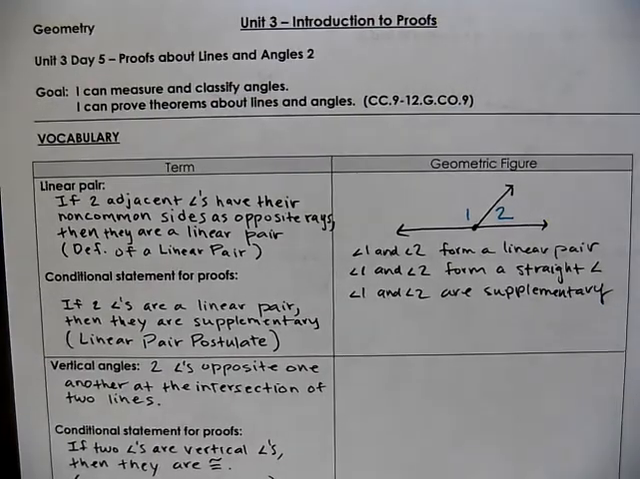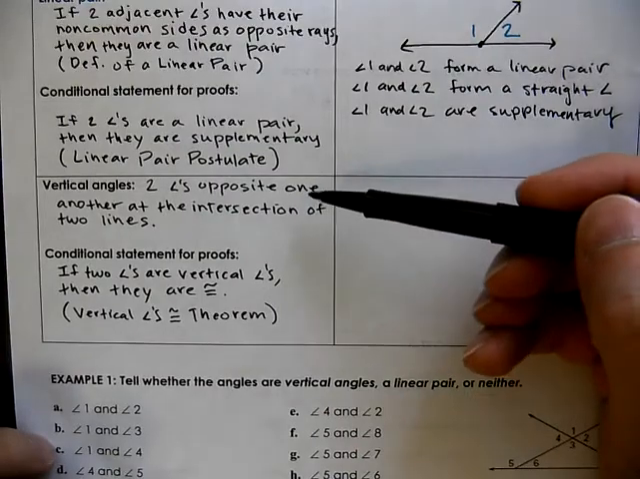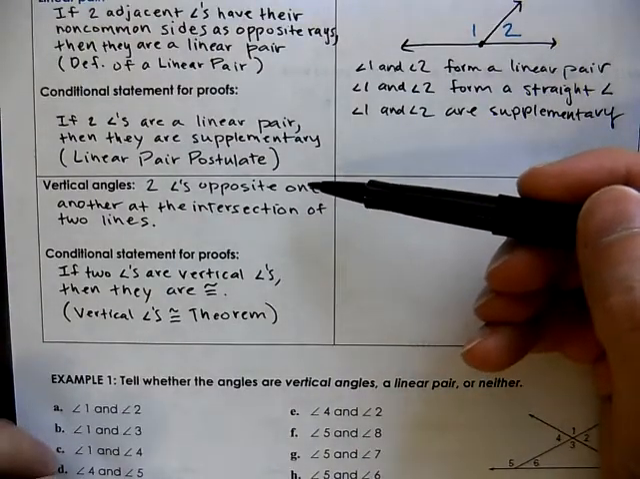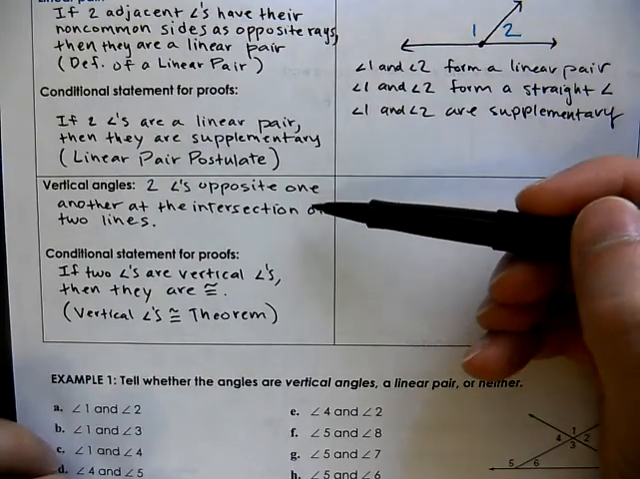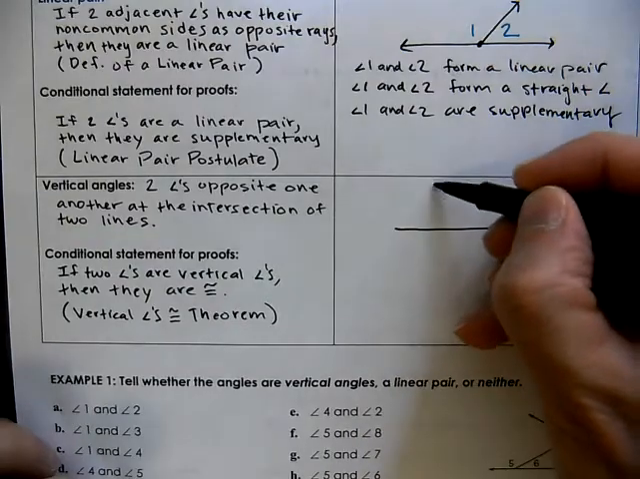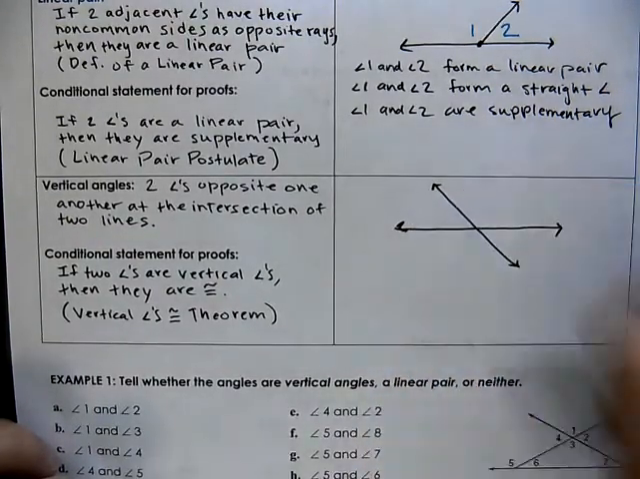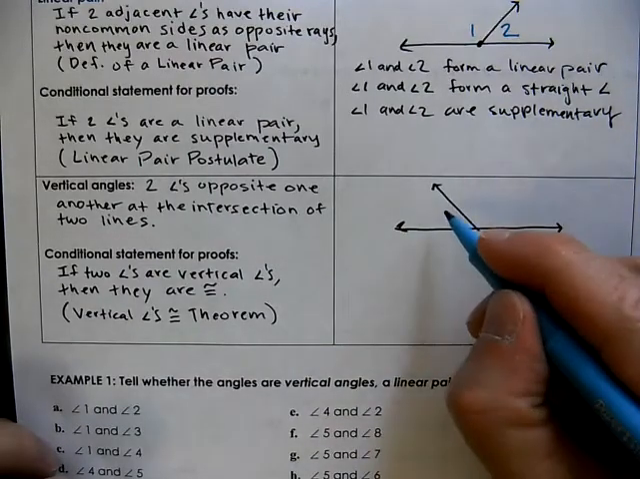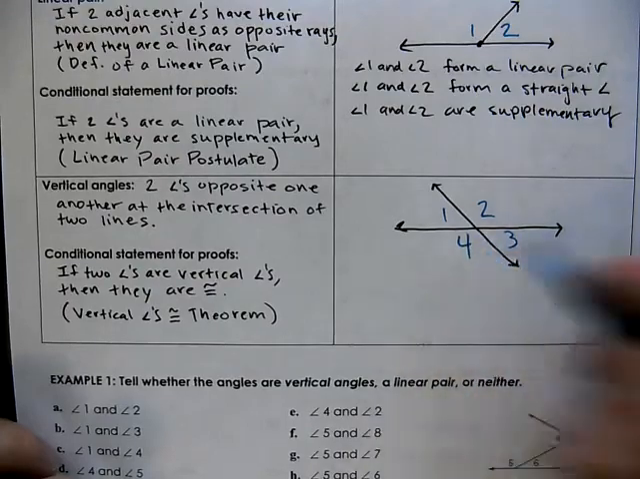That's our linear pair. Now we're talking about vertical angles. Vertical angles are two angles that are opposite one another at the intersection of two lines. So draw two lines intersecting each other, and I'm going to number these angles off. Just kind of work my way around. So angle 1, angle 2, angle 3, and angle 4.